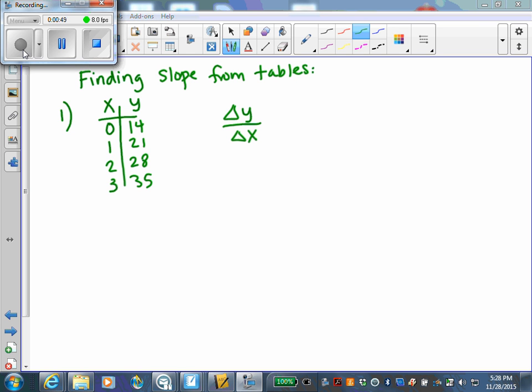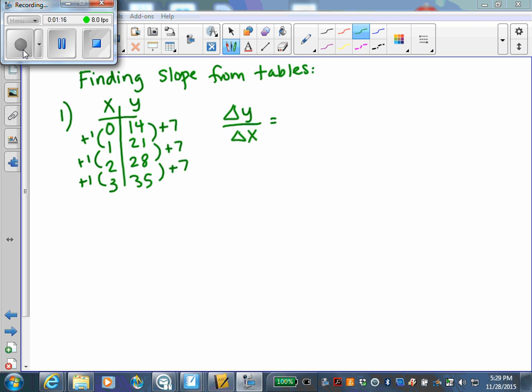So from 14 to 21, it's adding 7. So up 7. 21 to 28, also adding 7. 28 to 35, still adding 7. That's nice. When we look at the x's, 0 to 1, up 1, 1 to 2, up 1, and 2 to 3, up 1. So this is a nice, easy table because it has the same change in y and the same change in x for each step in the table.